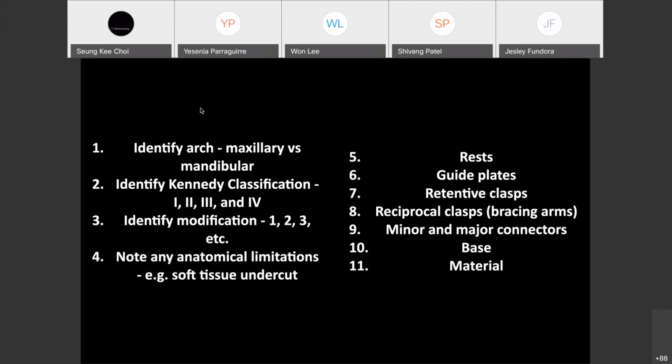So smaller things like rest, guide plates, clasps. If you have retentive portion, you should have, in certain situations, as you know, the reciprocating clasps, minor connectors that connect all these smaller components to the major connector. Where's the base? Where are we putting the denture? And what is the material that the metal framework is made of? Those are all important factors that you should have in your prescription in the clinic, especially for this practical exam. You should have these. And I'll go over these again in detail. I'll actually show you the grading sheet that I'll be using, okay?